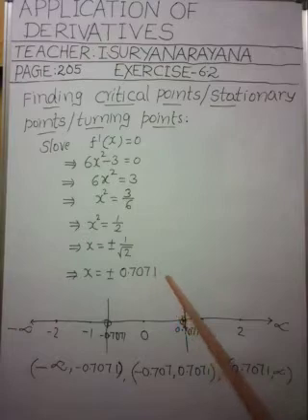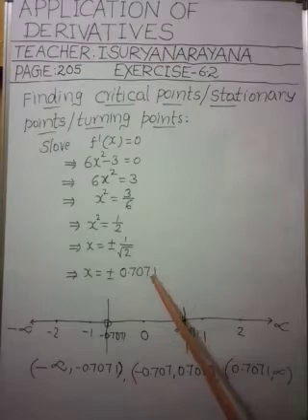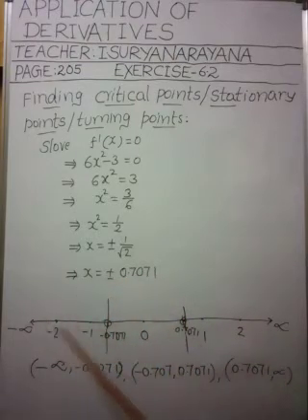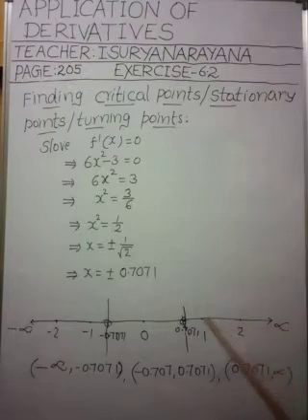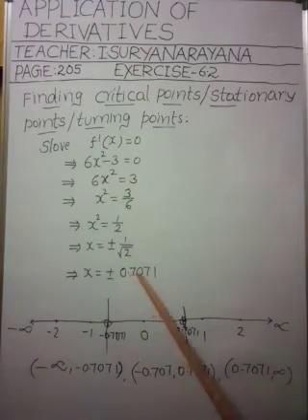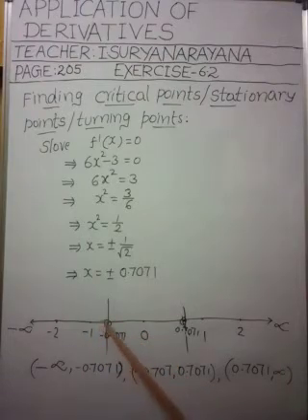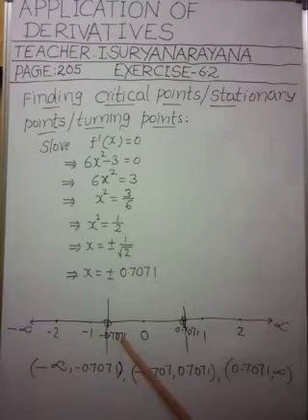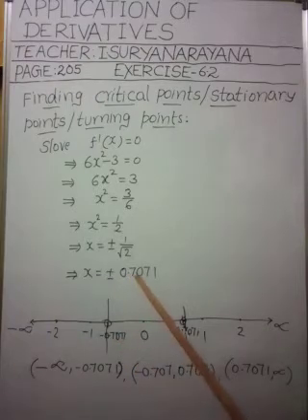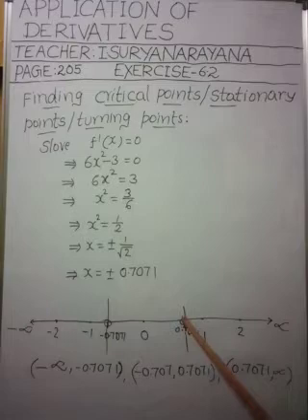After finding the values of x here, we have to label these values on the number line. Let us draw the number line here. On this number line, 0, here 1, here 2, left side minus 1, minus 2 and so on. What is this number? Minus 0.7071. It lies between minus 1 and 0, so I marked it here. Plus 0.7071 lies between 0 and 1, so I marked here approximately.